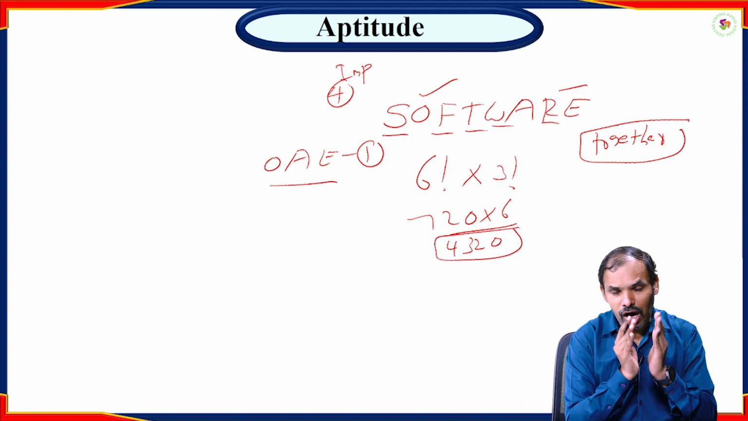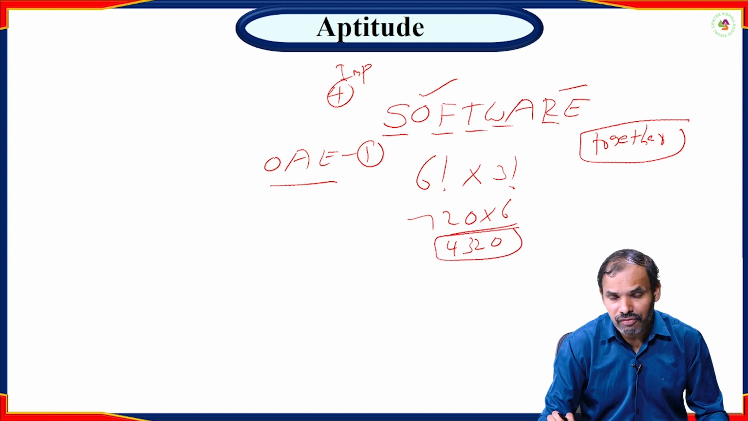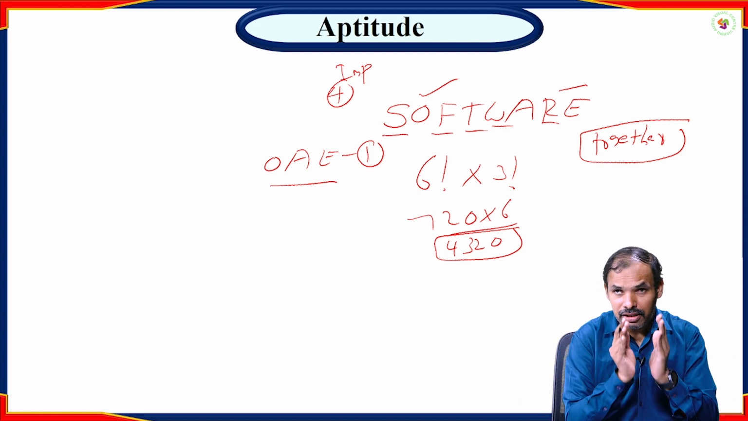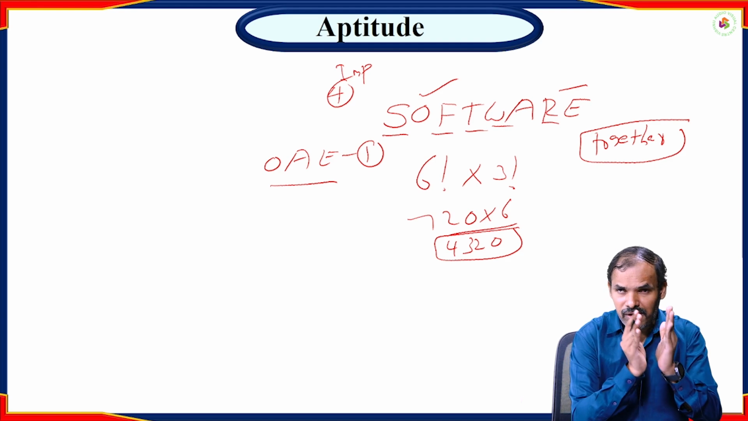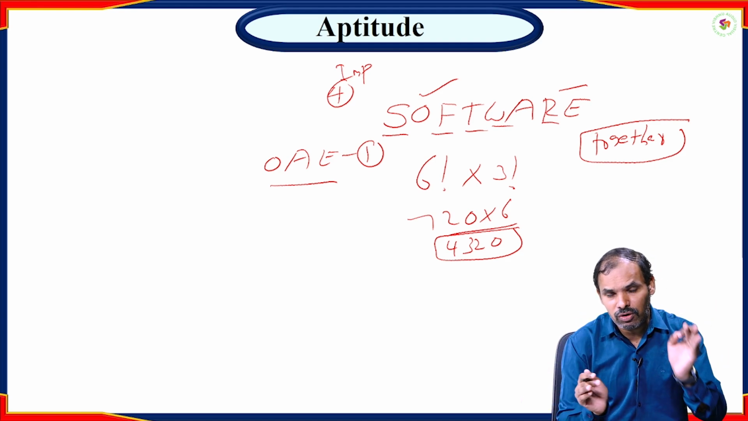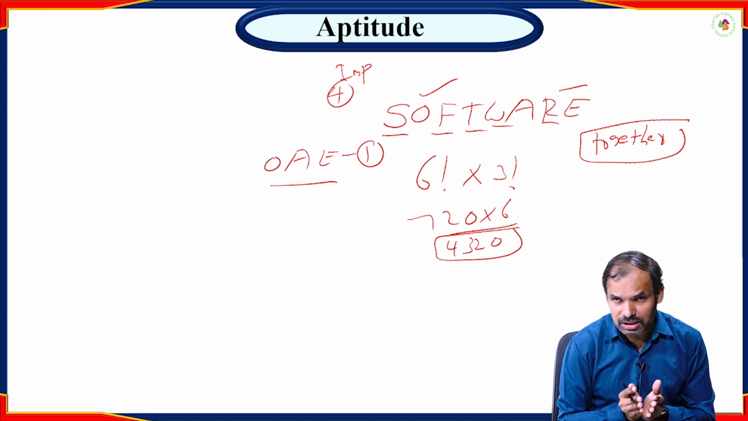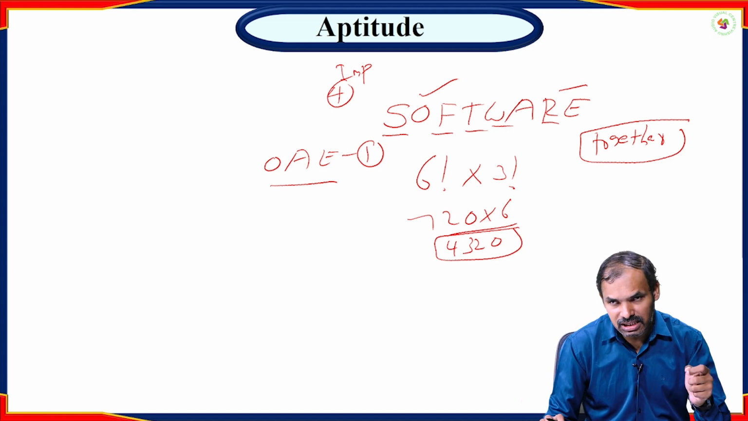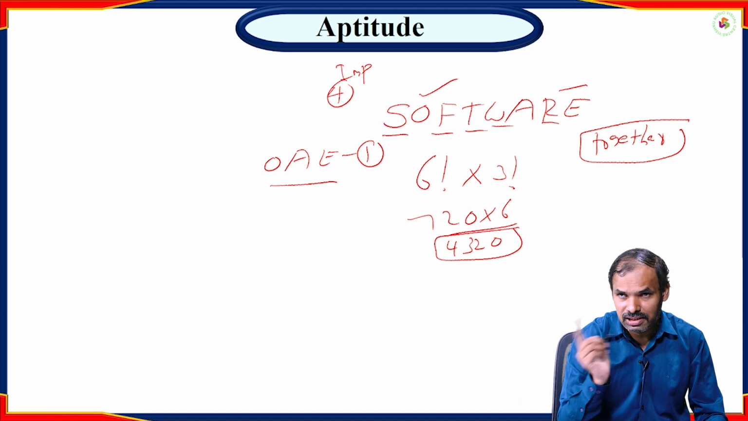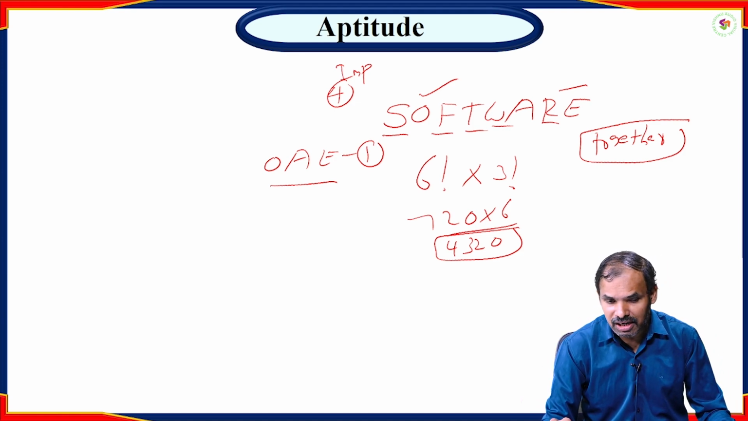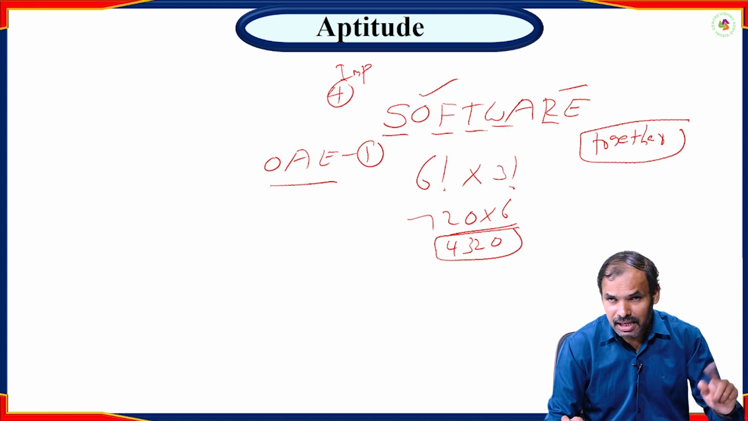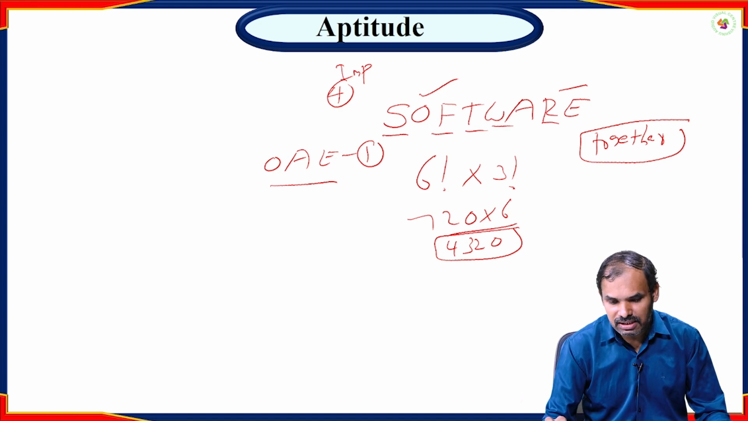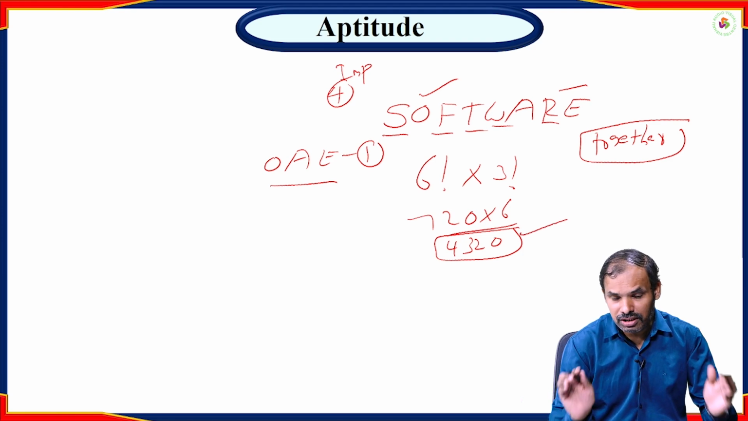Once again, how many ways can the letters of the word SOFTWARE be arranged so that the vowels always come together? First write the vowels at one place, O, A, E. Any number of vowels you take, count as a single letter only. Remaining consonants are different: 5 consonants plus 1 vowel group, total 6 letters. 6 letters can be arranged in 6 factorial. Now these 3 vowels at one place can again be arranged in 3 factorial. 6 factorial is 720, 3 factorial is 6. Answer: 4320.